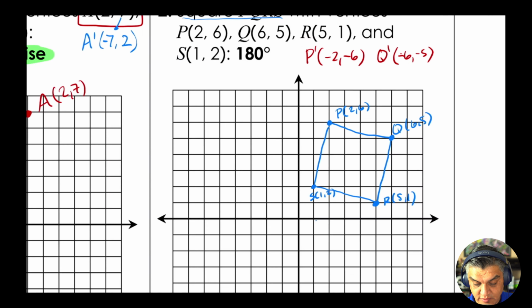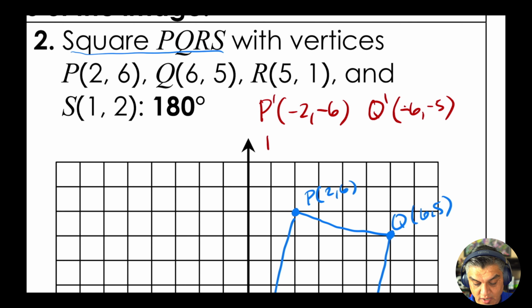Okay, so that's all I'm doing. So I'm changing each point. R prime would be what? Well, R is 5, 1. So R prime would be, just change the signs, -5, -1. And S prime would be, well, S is 1, 2. So S prime would be -1, -2.